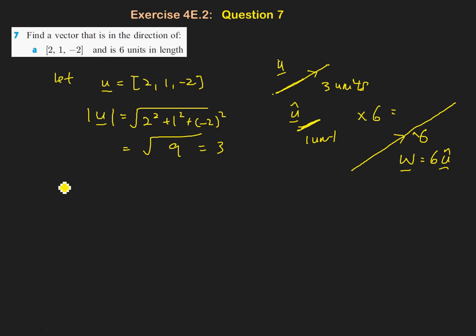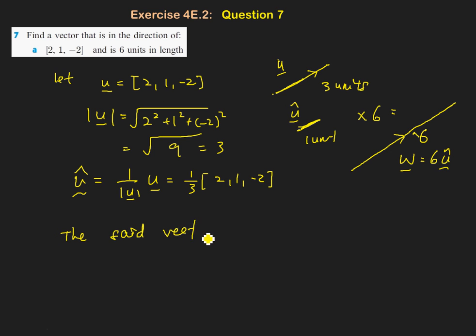So we have this now, and the unit vector of u is this times u. And it's actually 1 over 3, 1/3, and 2, 1, and 2. I'll leave it as follows. And so the vector that we want to find will be equivalent to 6 times the unit vector of u, in the direction of u actually, and that will be 6 times 1 over 3 u, right?